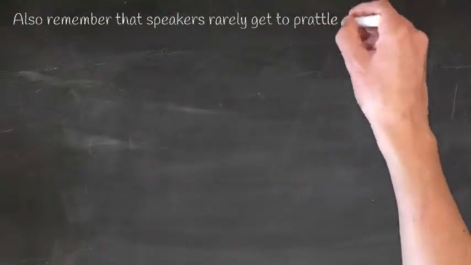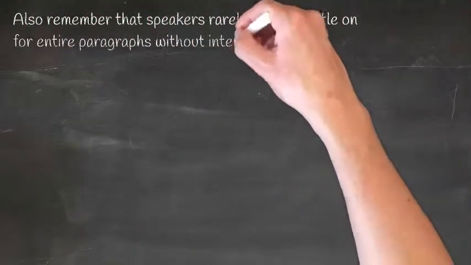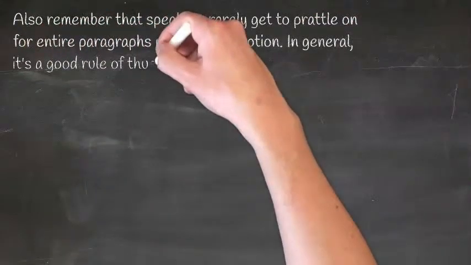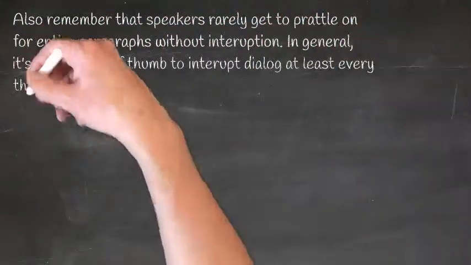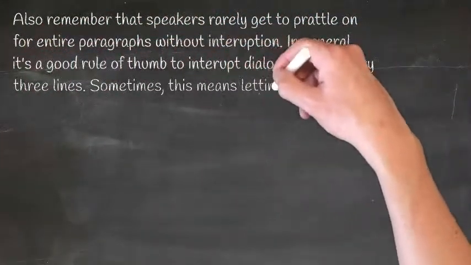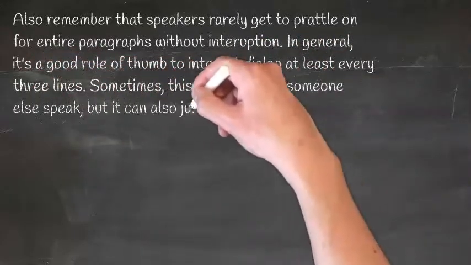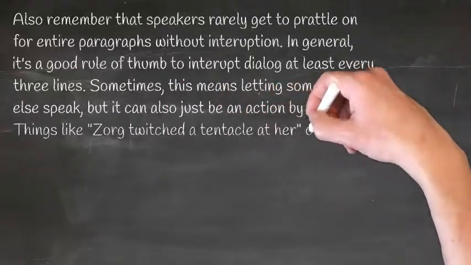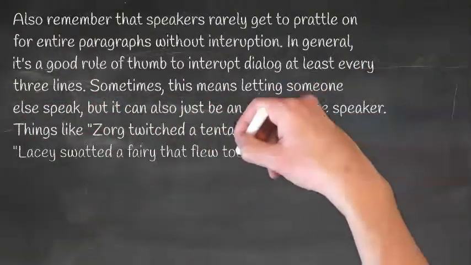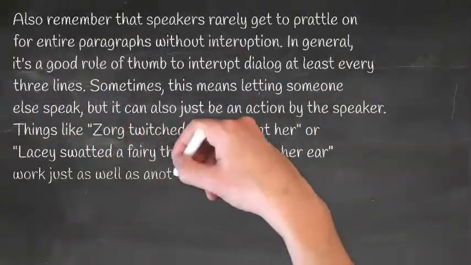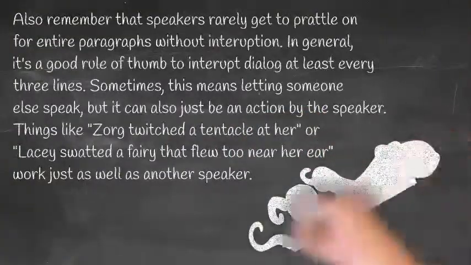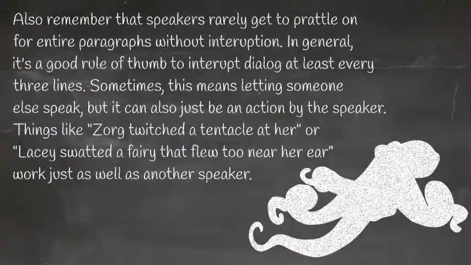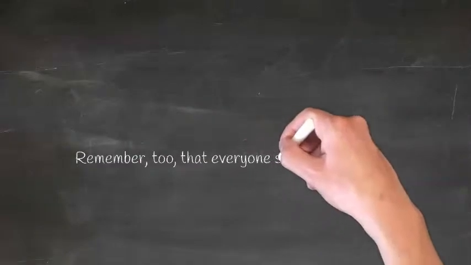See how easy it is to track who is speaking. Also remember that speakers rarely get to prattle on for entire paragraphs without interruption. In general, it's a good rule of thumb to interrupt dialogue at least every 3 lines. Sometimes this means letting someone else speak, but it can also just be an action by the speaker. Things like Zorg twitched a tentacle at her, or Lacey swatted a fairy that flew too near her ear work just as well as another speaker.